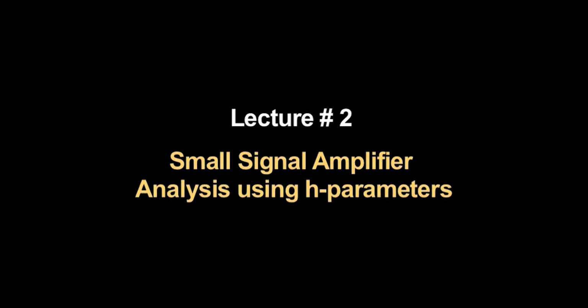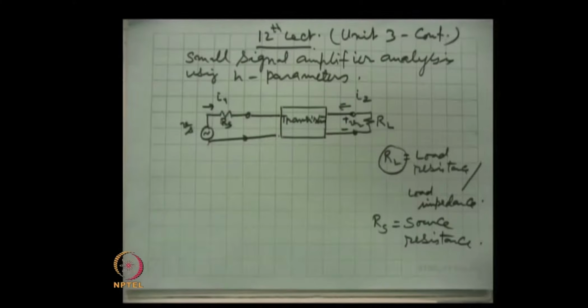this model which we have just discussed for the analysis of small signal amplifiers. And by analysis I mean that we want to derive expressions for the parameters of interest. As I said in the beginning, the parameters which characterize an amplifier include the input impedance, the voltage gain, the current gain and the output impedance.